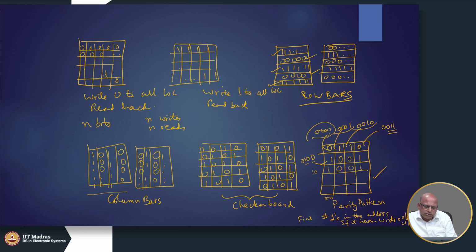Each one of these patterns has certain advantages and certain disadvantages. See, this one may be fairly easy to produce, right? I need a counter to keep counting the row addresses, I need a counter to keep counting the column addresses, and I need a circuit to generate the parity. So it's not very difficult.